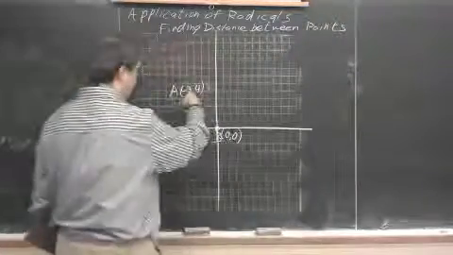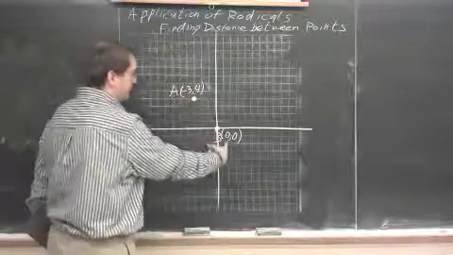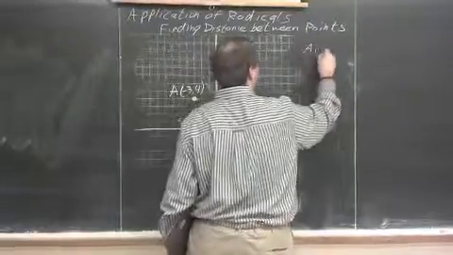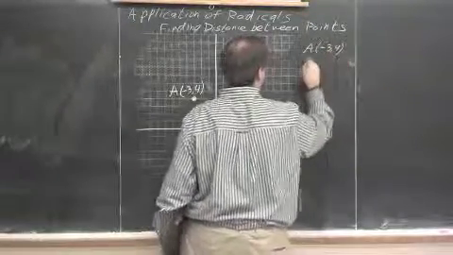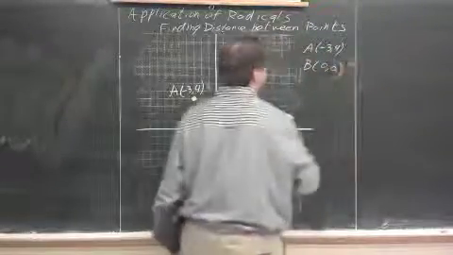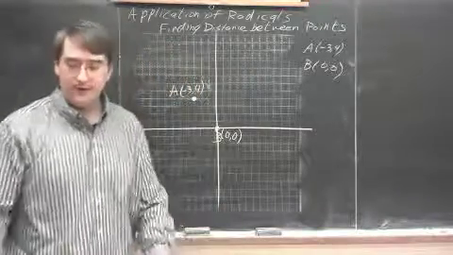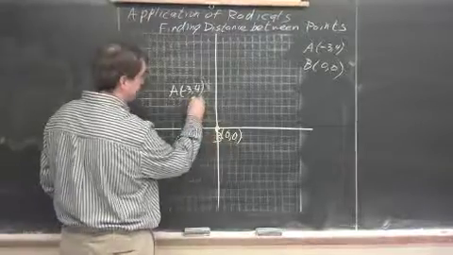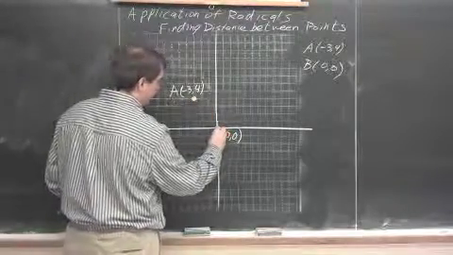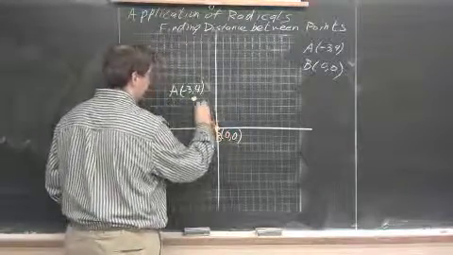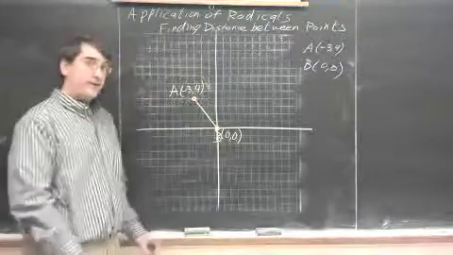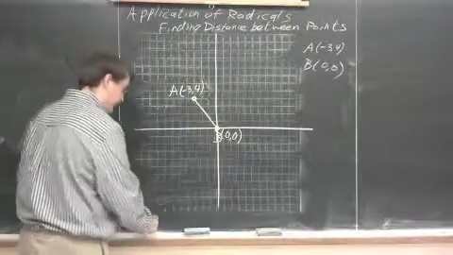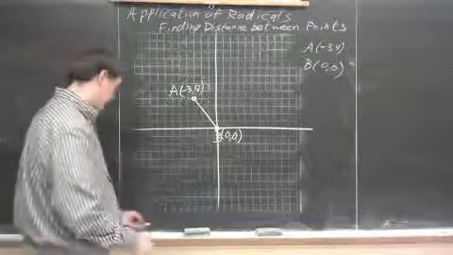So I have the points A, negative 3, 4, and B, 0, 0. A is negative 3, 4, B is the origin, 0, 0. And I want to know how far apart are those points. In other words, if I draw a line segment connecting those 2 points, what is the length of that little segment? Not the slope, the length.